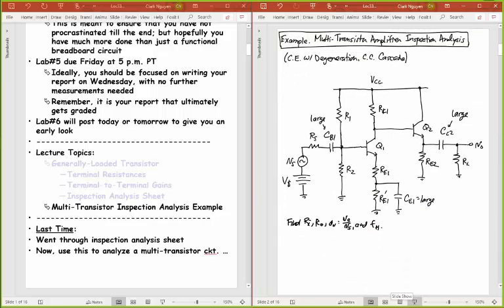So I'm going to do that in red. I don't know why that's doing all this stuff, but okay.